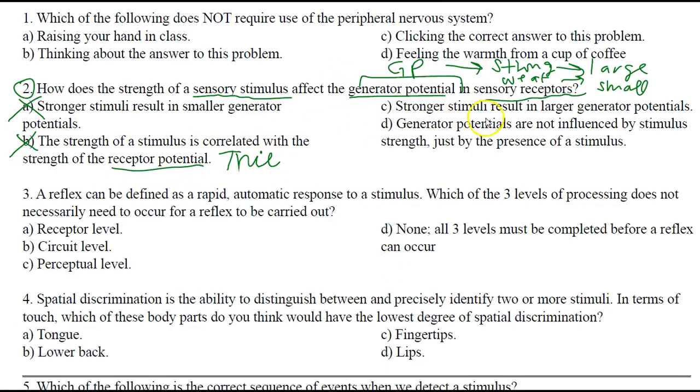Letter C, the stronger the stimuli, the larger the generator potentials. That is true. You see that here, stronger, large. And then letter D, generator potentials are not influenced by stimulus strength, just by the presence of a stimulus. That's not true. Again, if it's stronger, it could be larger. If it's weaker, it could be smaller. So the only correct answer here would be letter C.